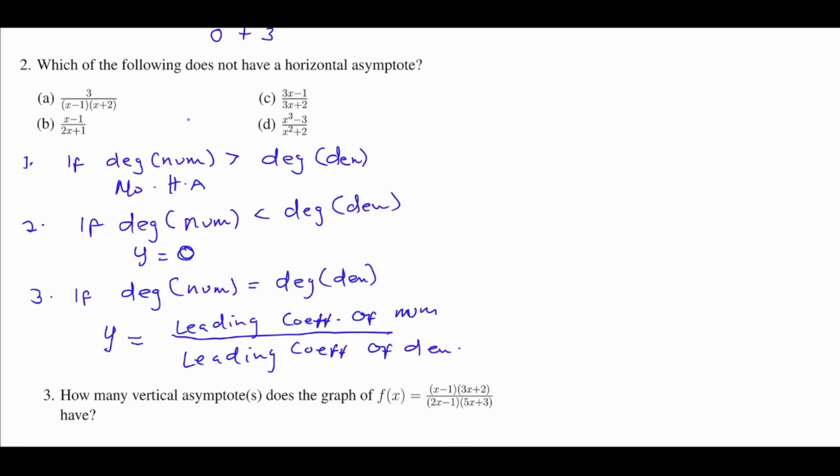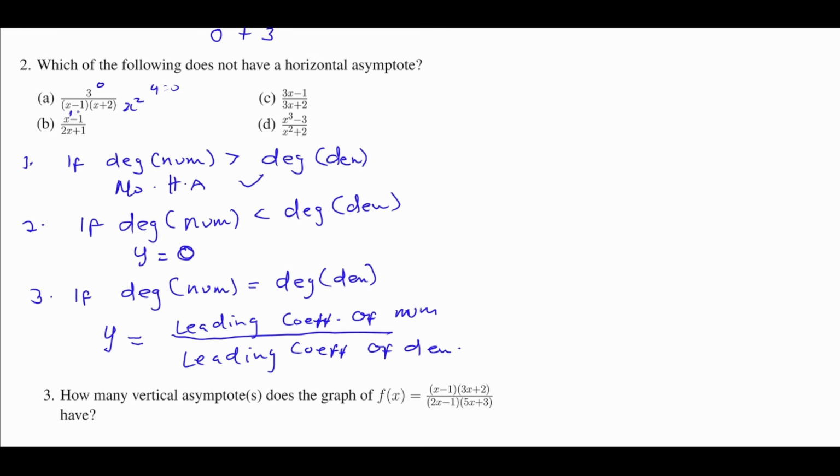Now, they are asking which of these does not have a horizontal asymptote. So we just have to compare these conditions and check out the first one. Here, the degree of x in the numerator is 0, and the degree of x in the denominator will be 2, when we do the expansion. So that is 0 and 2, where we can see that 0 is less than 2. So the horizontal asymptote here will be y equals 0. So there is a horizontal asymptote.